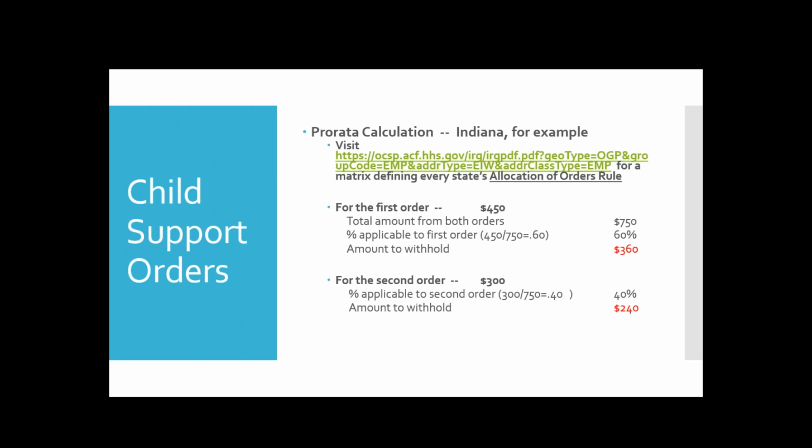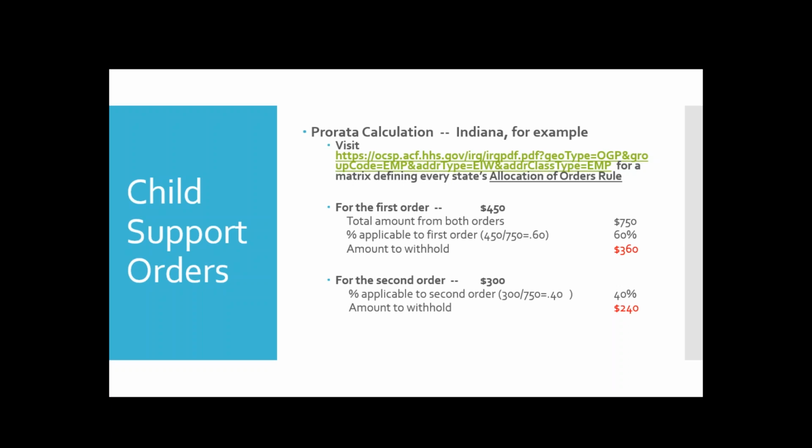The first type of calculation I want to show you is the Prorata calculation. This slide says Indiana, for example, but almost all states use this Prorata type of calculation for multiple child supports. And in your Optimum Solutions applications, you would accomplish this with receiver deductions. And you can ask your support rep if you don't know how to do that. Here's another address that you can visit. This is on the Office of Child Support Enforcement's website. And there you can get a complete list of all of the states and how they mandate that you allocate orders when there are multiple orders for a single employee.